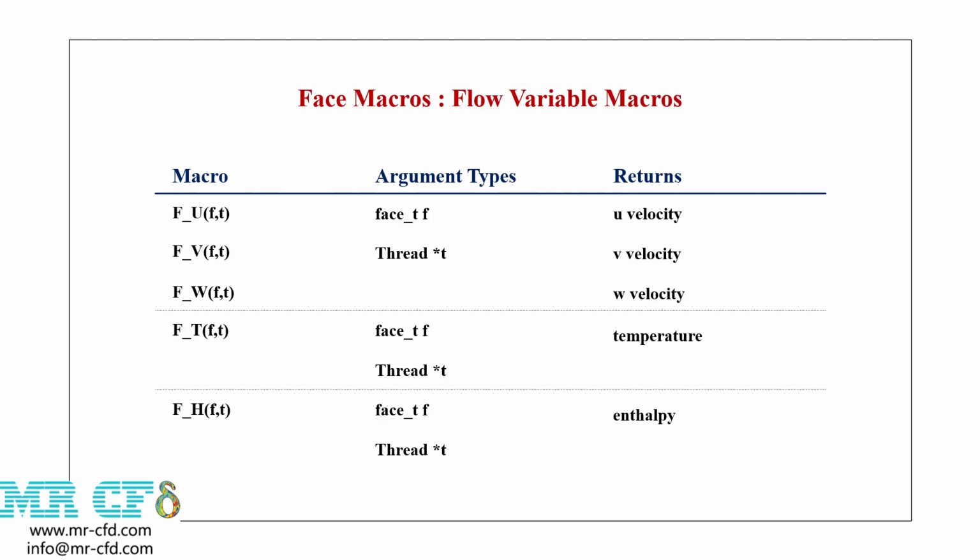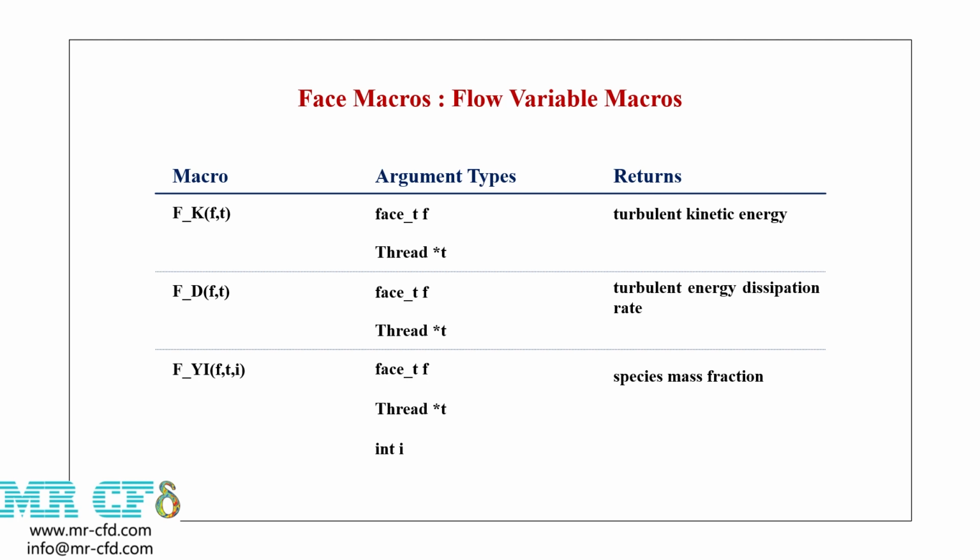A group of surface macros is related to the flow variable values on the boundary surfaces. That is, these macros provide access to flow variables on a boundary surface. We introduce a few examples of these macros. For instance, the FU, FV, and FW macros represent the speed value in the X, Y, and Z directions, respectively. The FT and FH macros represent the temperature and enthalpy values, respectively. The FK and FD macros, respectively, represent the value of turbulent kinetic energy and rate of turbulent energy dissipation.